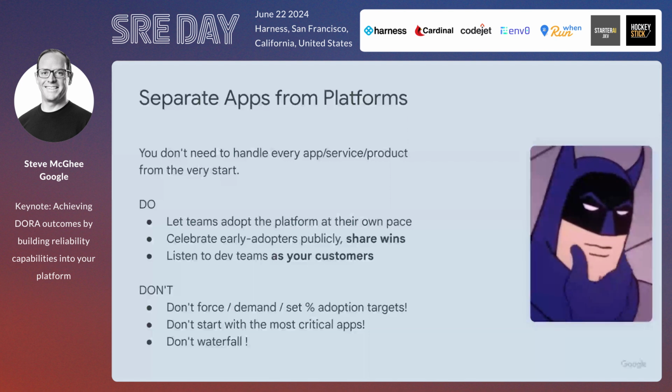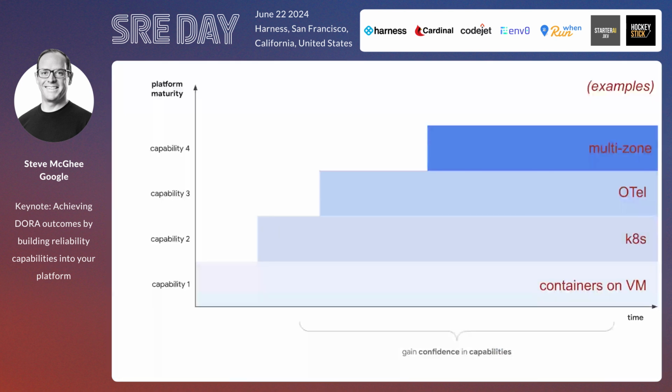Please do not set an adoption OKR, like "we're going to have 45% of production by the end of the year." Bad plan. This creates bad incentives, especially at the very beginning. Do not waterfall this. You're not going to guess the future correctly, it turns out.